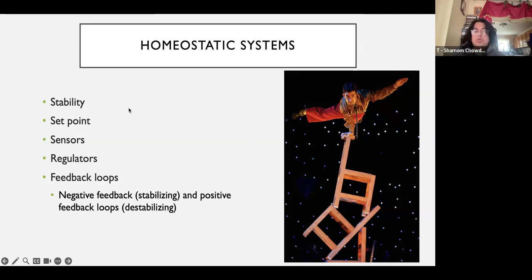Set point. So set point is the point where your body, sorry, people are sending private chat, so I just wanted to go over that.